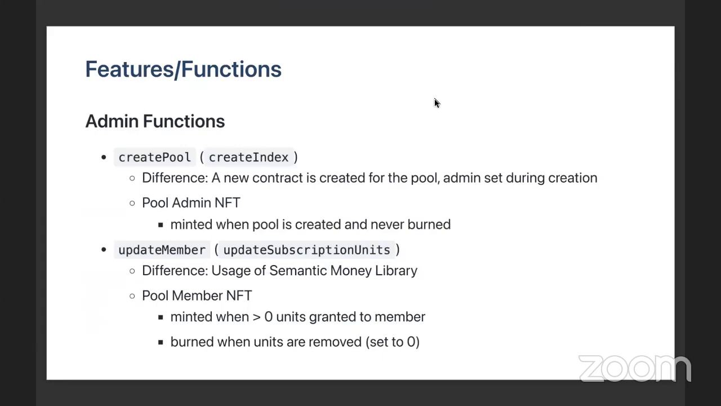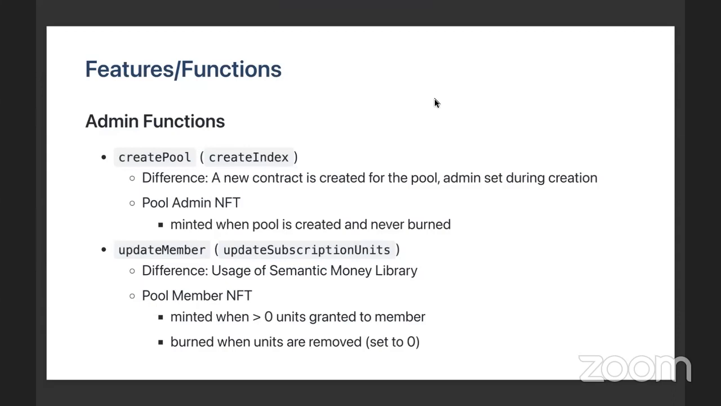You also can get a member NFT. This is minted when greater than 0 units are granted to a member from the admin, and burned when units are removed. You can also transfer the units in the Superfluid pool because it's an ERC20 as well. So you can actually burn your own NFT if you transfer all of your units to someone else, and you can also mint NFTs for other individuals who don't currently have an NFT.